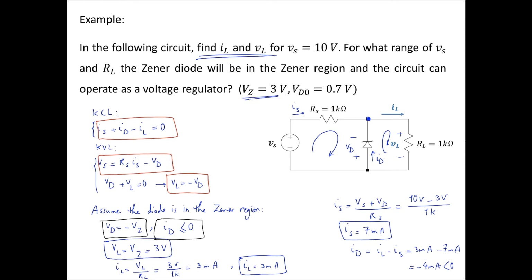In the second step, I need to find the range of VS and RL for which the diode is going to operate in the Zener region. So it's going to function as a voltage regulator. In a voltage regulator, the voltage across the load is going to be a constant value regardless of the changes in VS or the changes in the load resistance value, or correspondingly the changes in the load current, or the current that we draw from the voltage supply or the regulator.